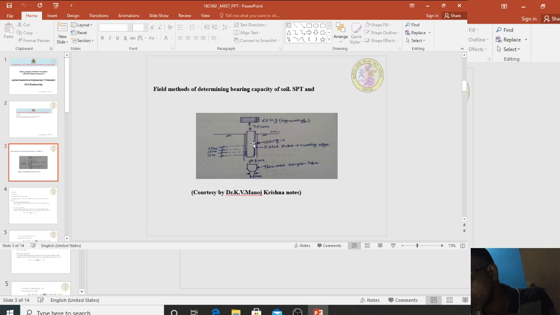Afterwards, as this tube penetrates, soil will start entering in the upward direction and soil will collect here. Once the 45 centimeter penetration is completed, count how many blows were required for 30 centimeter penetration and then take out this tube and remove this split tube. You will get the sample. Take out the sample for UCC test or triaxial test determination purpose to find the shear strength parameters.